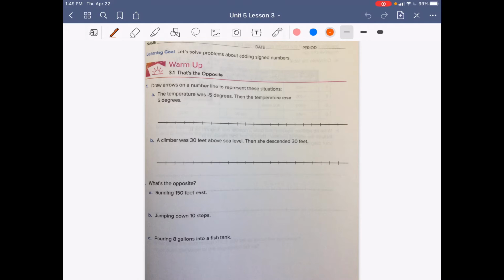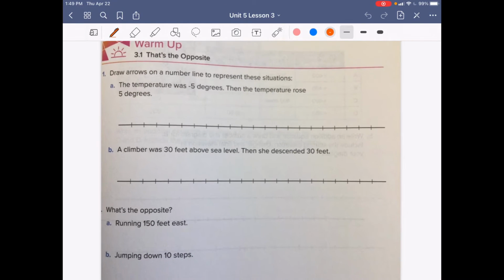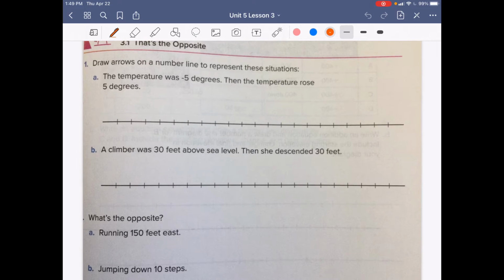Welcome back. So let's start with this first one. We're going to have to number this number line. So we had -5 degrees and it went up 5 degrees. So I'm going to pick a point in the middle and just call that 0 and go negative. Let's go 1, 2, 3, 4, 5, -5. 1, 2, 3, 4, 5, +5. And we're just going to label that. Then I can go ahead and draw it.